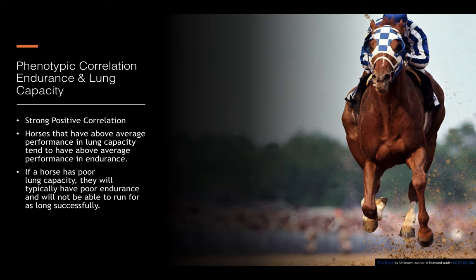Not surprisingly, endurance and lung capacity also have a strong positive phenotypic correlation. Horses that have above average performance in lung capacity tend to have above average performance in endurance. A famous example of this is the renowned Secretariat, who was found to have tremendous lung capacity and blood and oxygen pumping ability. Secretariat is known as one of the greatest racehorses of all time due to his extreme speed and very impressive endurance. If a horse has poor lung capacity, they will typically have poor endurance and will not be able to run for as long successfully.